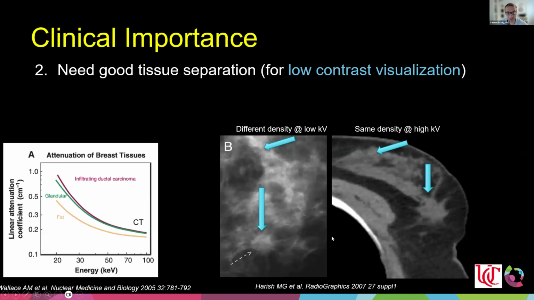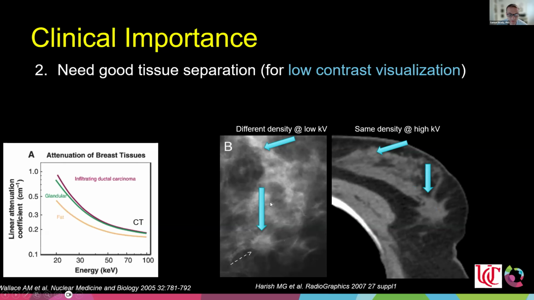Now, on the flip side of that, we need to be able to visualize low contrast structure. When you look at the glandular tissue versus fat, at any kV that we use, we can pretty much always differentiate the two. The example on the right is a traditional CT scanner imaged at a relatively high kV. Glandular tissue and fat, no problem differentiating the two. But when you're at the higher kV, the difference between disease and glandular tissue is no different. The grayscale is the same. And so it's very difficult to differentiate the two.